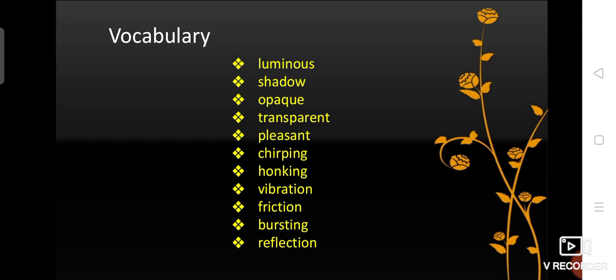Okay, so I repeat the words: luminous, shadow, opaque, transparent, pleasant, chirping, honking, vibration, friction, bursting, reflection. Vibration is related with sound. Friction is related with force. Reflection is here related with light.